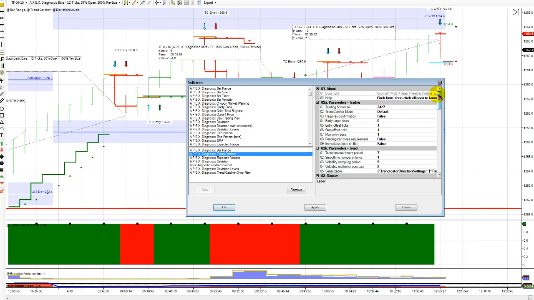Basically, I got entry offset, stop offset, and max entry bars. All those are false. Okay? And I have my confirmation as false. And I have my sim and stats as false. So let me see. Let me put it here.